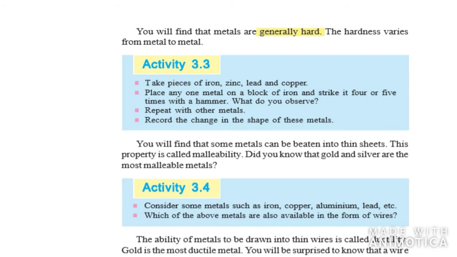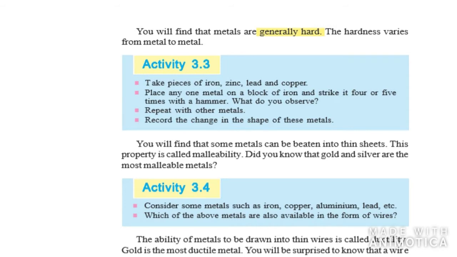Now, in activity 3.3, they say take a piece of iron, zinc, lead and copper and put one metal on a block of iron and strike it 4 or 5 times with a hammer. So you have to keep four different metals and strike them with a hammer. What do you observe? All these metals will change their shape accordingly. Iron can have a different shape, lead can have a different shape, zinc can have a different shape, copper can have a different shape. That depends on the metal characteristics.